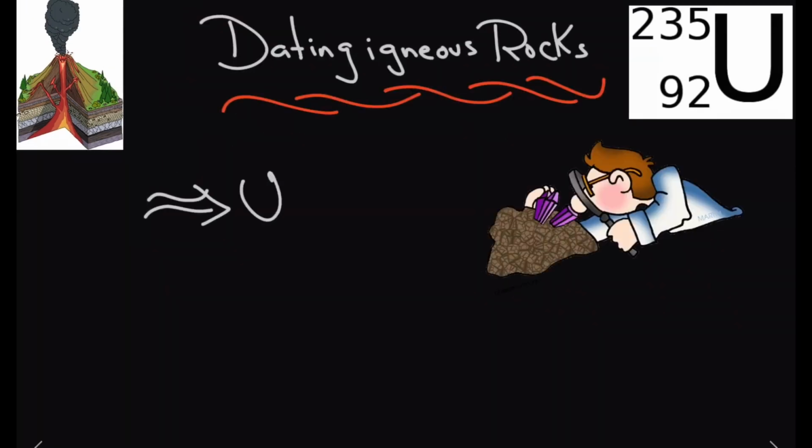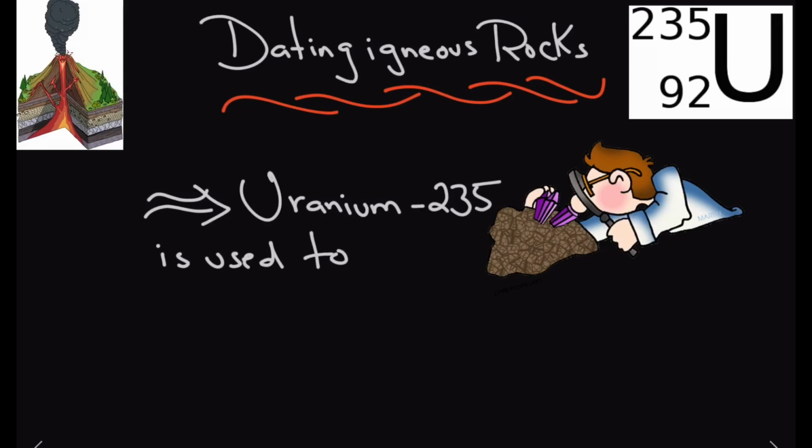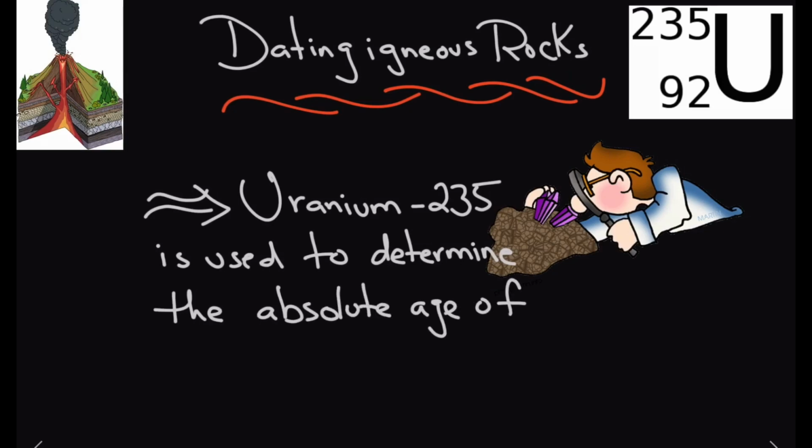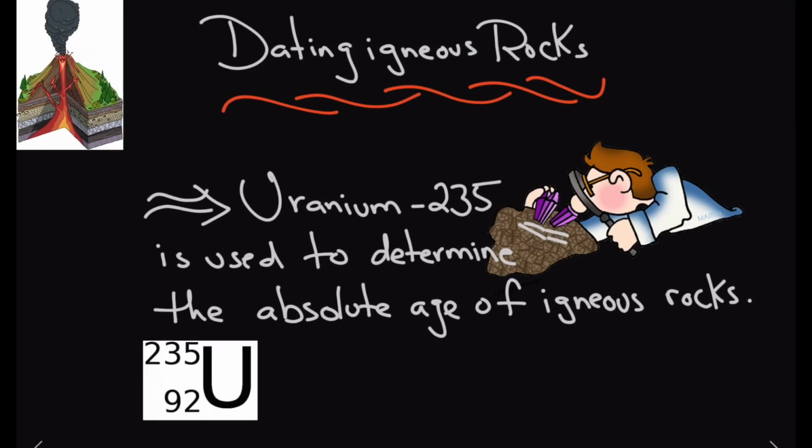In dating igneous rocks, one of the most common isotopes used in radiometric dating is uranium-235 or U-235. So uranium-235 is used to determine the absolute age of igneous rocks. We find uranium-235 inside the igneous rocks. So what happens to uranium-235 inside the igneous rocks?